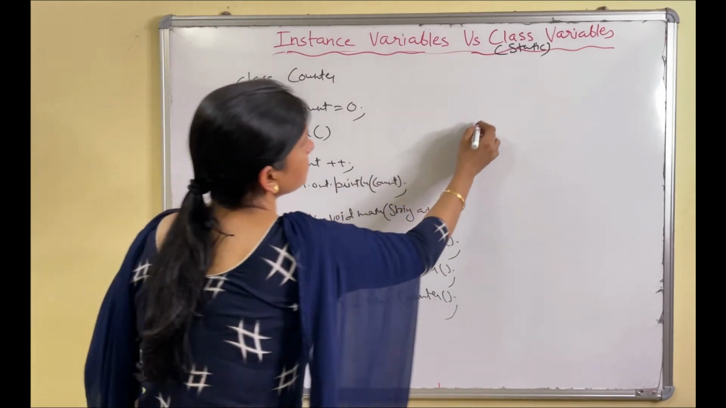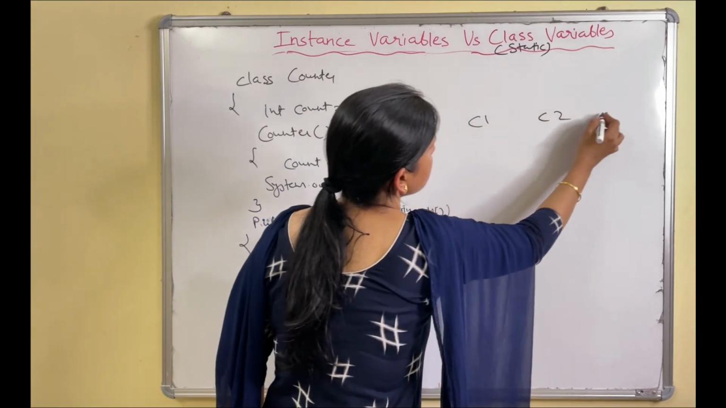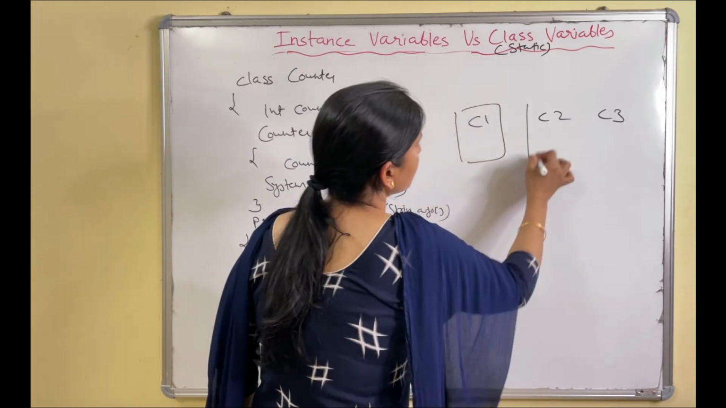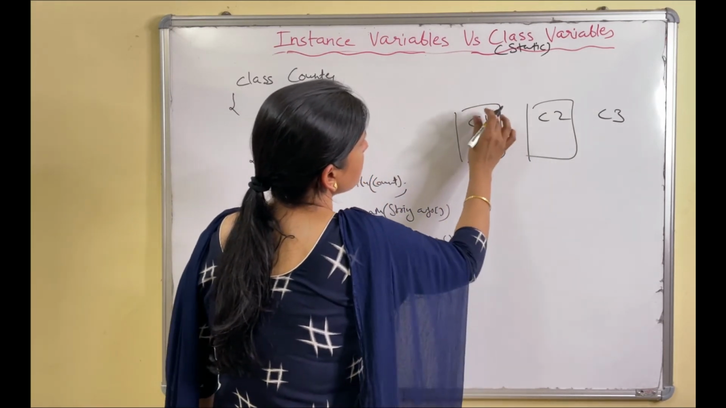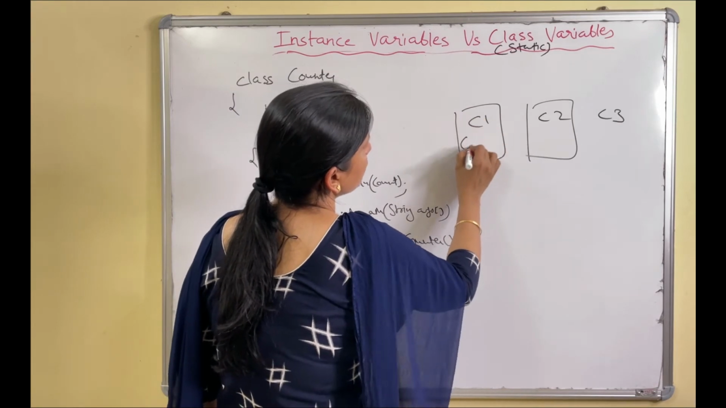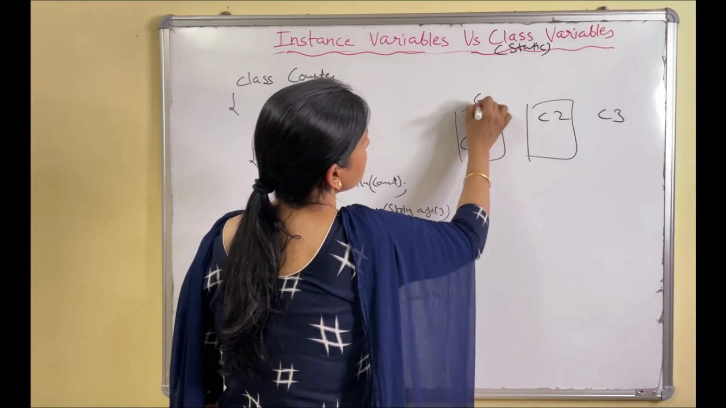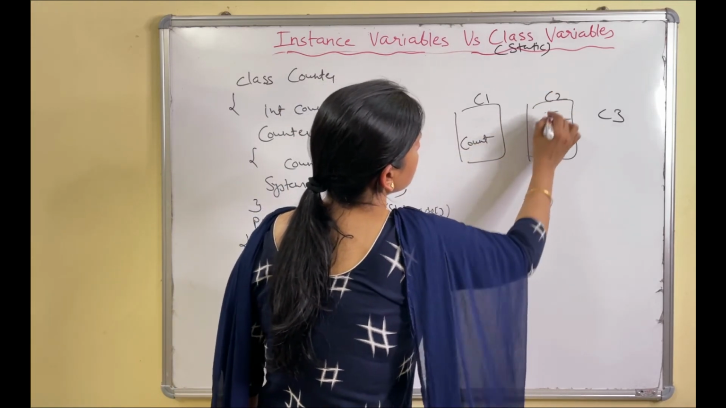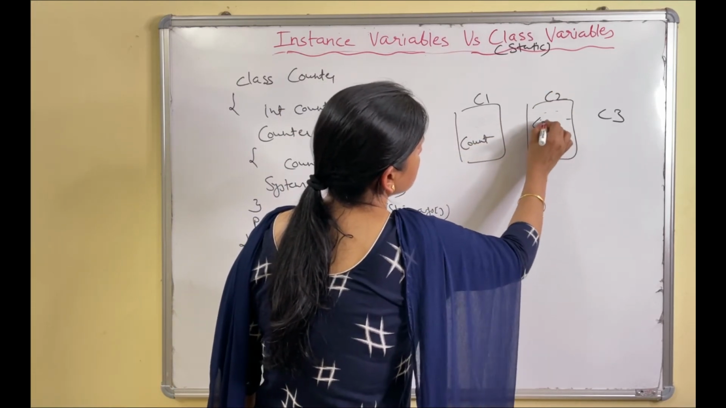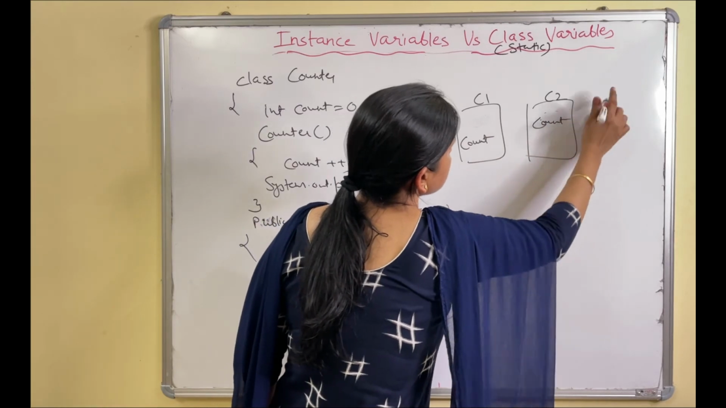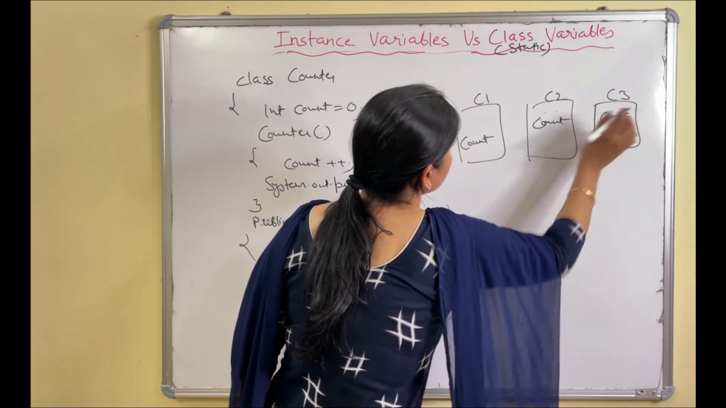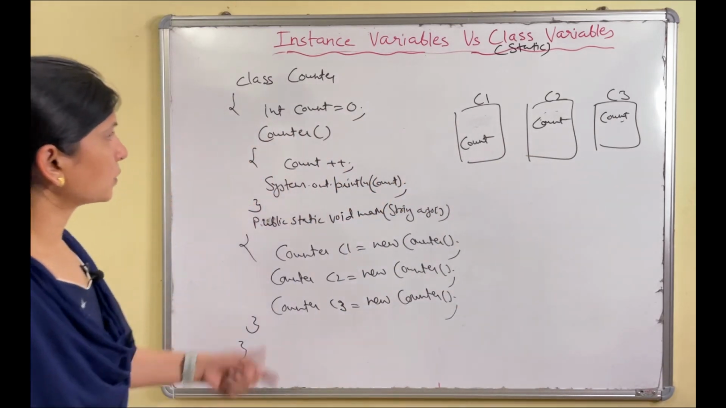So C1, C2, C3, we have created 3 objects, right, each having its own copy of count. So this is C1 count. C1 is the name of the object, here I am writing, and count is the variable inside that. C2, here the count, and here it is C3, and it has its own copy of count. So what is the value of count?